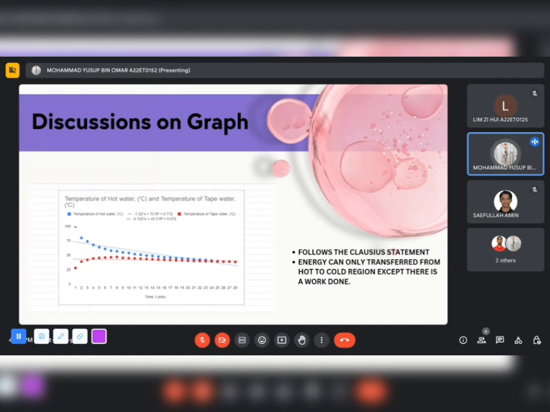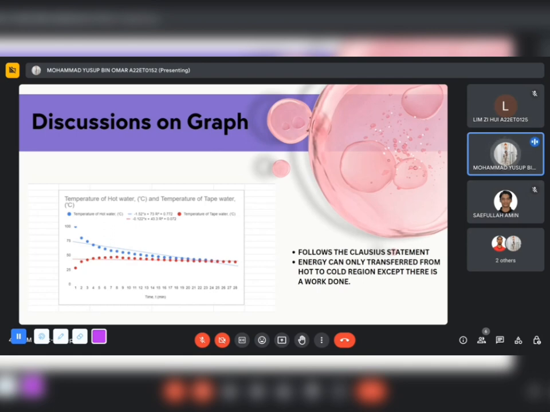So our discussion on the graph: the graph shows the relationship between the time taken and the temperature of both hot water and cold water. Based on this graph, we can see that as the time taken increases, the temperature of hot water decreases, but the temperature of cold water also increases until both finally have the same temperature. The hot water lost its energy while the cold water gained the energy. Therefore, the temperature increases until at one point, for both hot water and cold water, the energy change is in equilibrium.